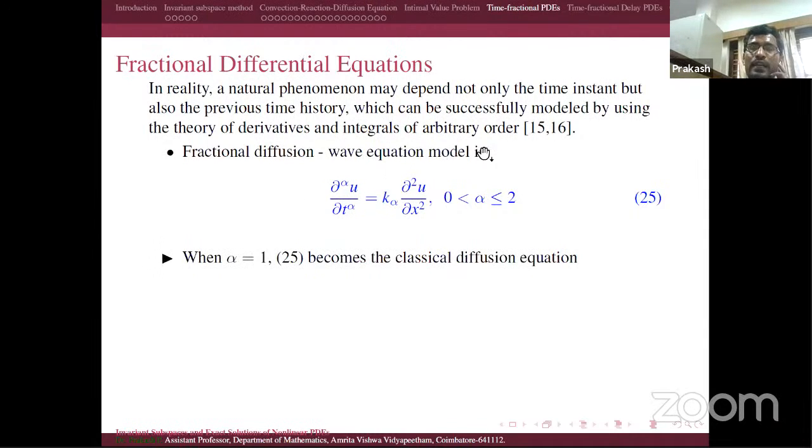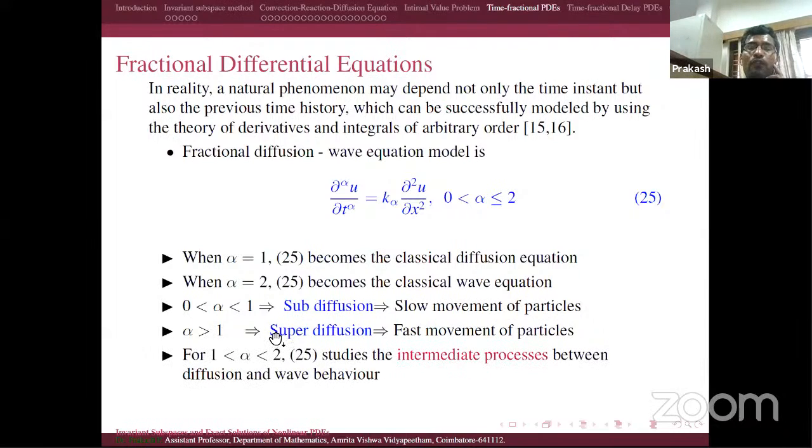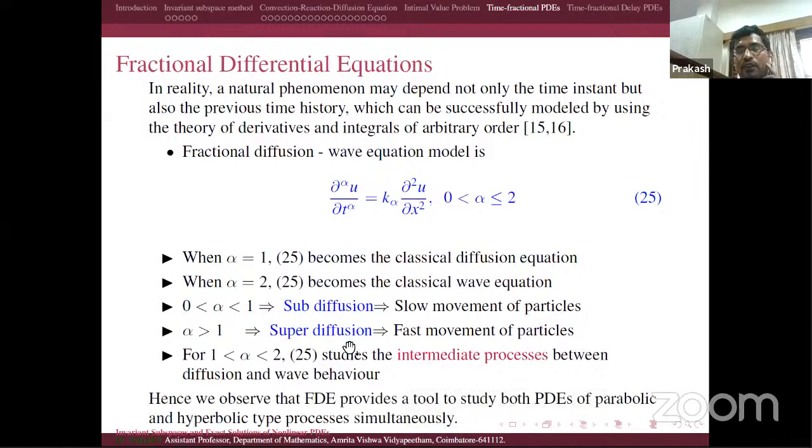The fractional diffusion equation is of this form, where alpha ranges between 0 and 2. When alpha equals 1, the given equation 25 becomes a classical diffusion equation. When alpha equals 2, equation 25 becomes a classical wave equation. For 0 less than alpha less than 1, equation 25 becomes a subdiffusion equation. It represents slow movement of particles. For alpha greater than 1, equation 25 becomes a superdiffusion, fast movement of particles. For 1 less than alpha less than 2, equation 25 studies the intermediate process between diffusion and wave behavior.